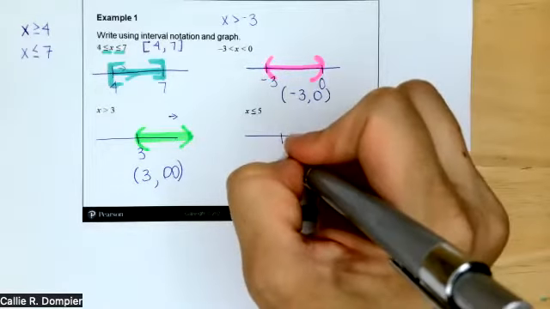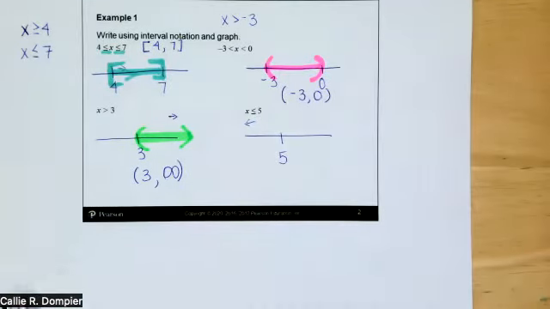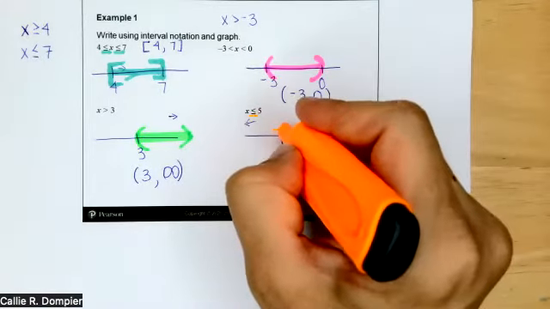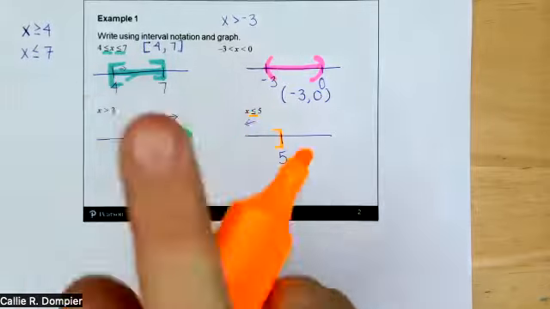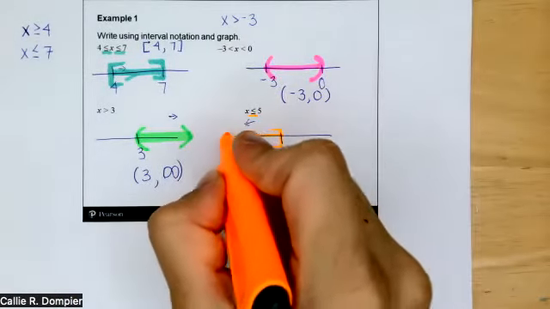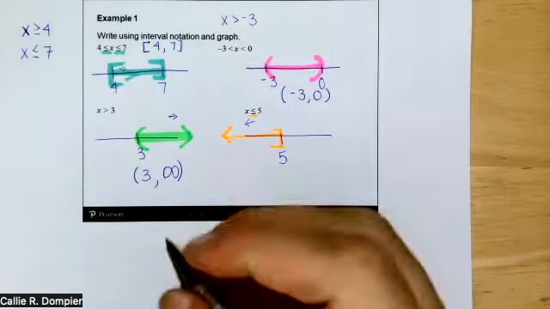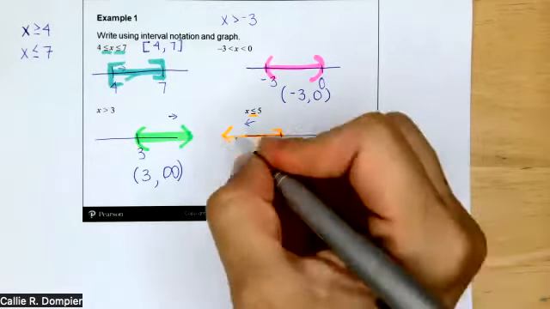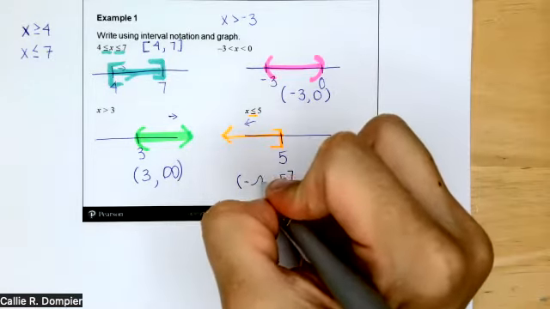This one says x is less than or equal to 5. So less than is that direction, but it did say equal to. So because of that equal to, I need a bracket, just like because of these equal tos, I needed brackets. All the numbers less than 5 means it goes forever in the negative direction, right? So I know I end at 5, and there's a bracket around it. But the arrow to the left means negative infinity.